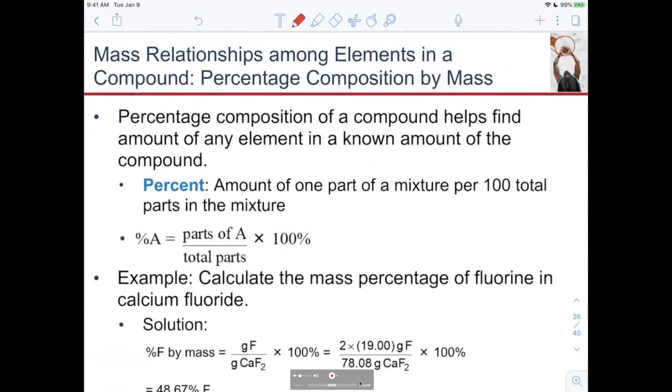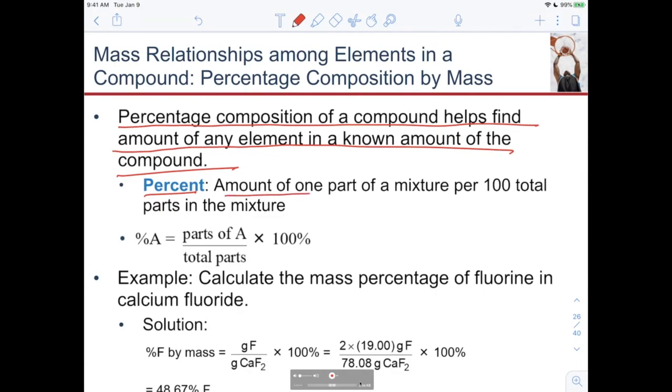Okay, now we're looking at mass relationship amongst elements in a compound. For this part, we're looking at the part to whole relationship. And we're told that within a compound, since a compound is made up of elements, there is a relationship between the elements and the compound. So percentage composition of a compound helps us to find the amount of any element in a known amount of a compound.